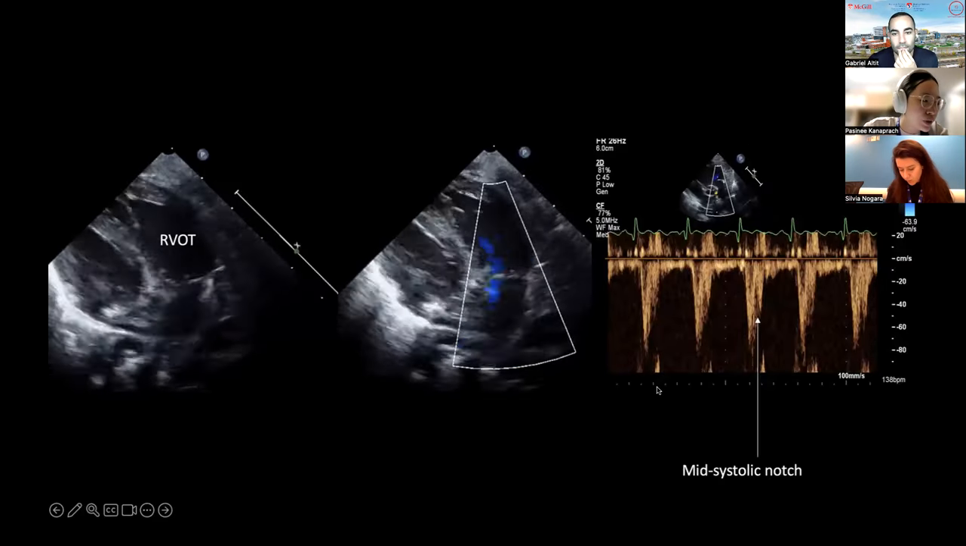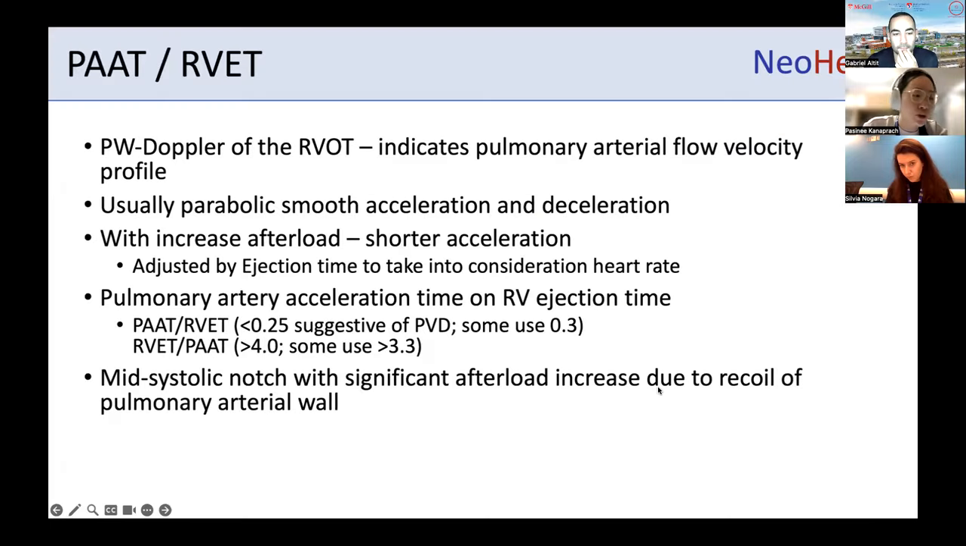For the normal value of the PAT and RVET ratio, it is abnormal if it's less than 0.25. It's normal if it's more than 0.3. But between 0.25 and 0.3, there's a bit of a blur. In some babies it's normal, in some babies it's a bit of a concern. Because you can have 0.28 and I would still be a bit concerned. I would not call it completely normal. Because it's a distribution, right? There are fringes. But if it's less than 0.25, you can definitely call it concerning and abnormal.